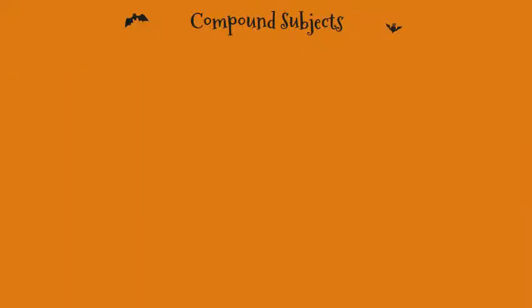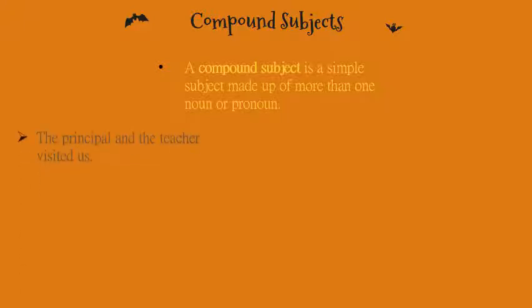But we have to continue with the compound subjects. What do we mean by compound subjects? A compound subject is a simple subject made up of more than one noun or pronoun. So when I'm talking about more than one noun or pronoun, or more than one thing: "The principal and the teacher visited us."